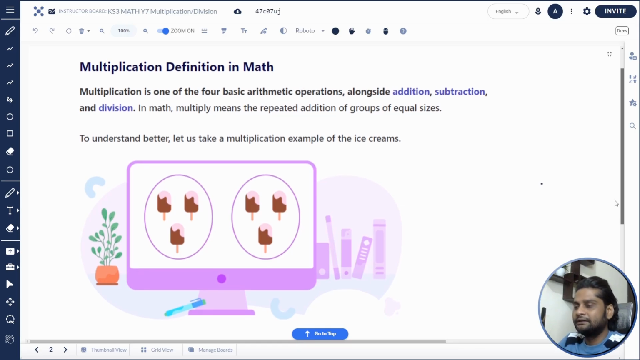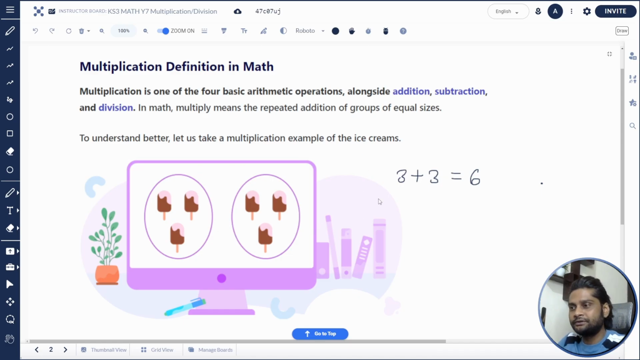What does it mean? Let's consider we have 3 chocolates. We have a bunch of 3 chocolates and we have another bunch of 3 chocolates. So one way to consider all of them together is performing addition. That is 3 plus 3 could be 6. But the other way of combining all these together is to perform multiplication.